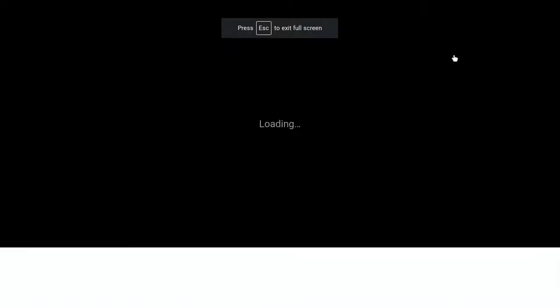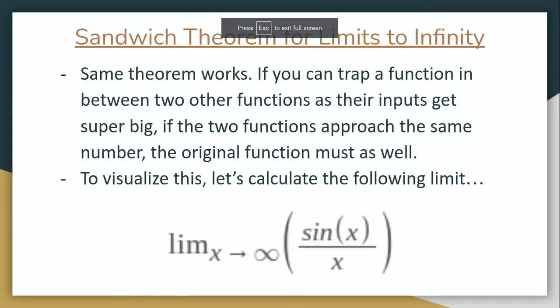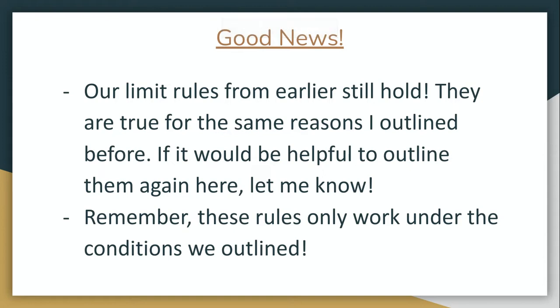All right. Next topic. Good news. Our limit rules still hold from earlier on. They're true for the same reasons I outlined before. And I wrote this for my class, but I'll quickly go through why they still work on a Jamboard.